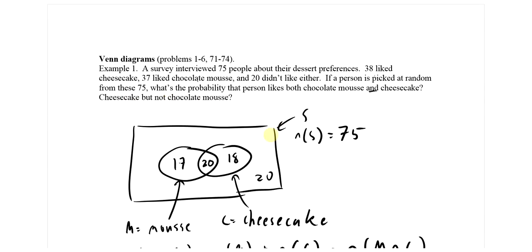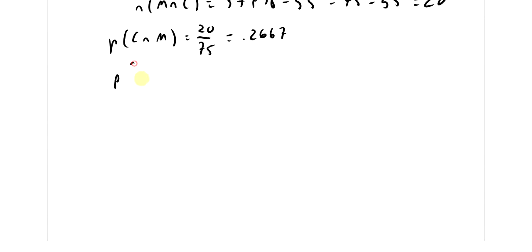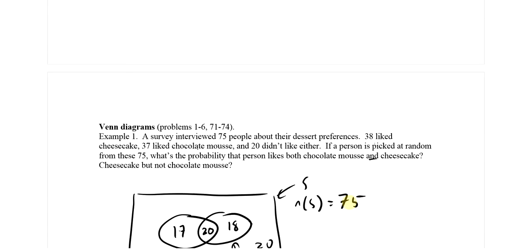Cheesecake but not chocolate mousse. So people who like cheesecake but not chocolate mousse, that must be these 18. So the probability of people who like cheesecake and not chocolate mousse, so there's our complement, that was 18 over 75. And that's 0.24. Okay, so calculating from Venn diagrams is pretty straightforward. You just have to figure out how many people you have total, which region you're interested in, and the number in the region divided by the number total. That gives you your probability.